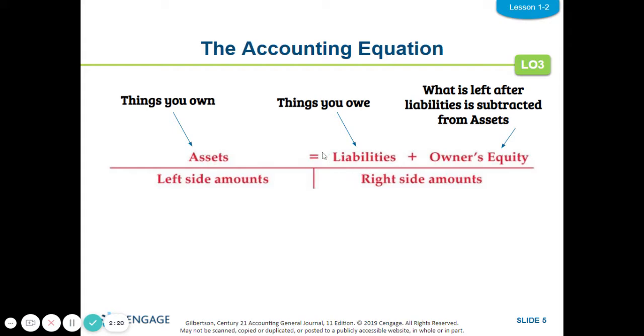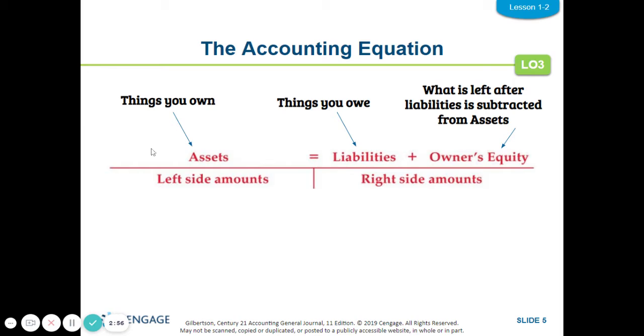Liabilities are things you owe. You owe the bank $6,000. You owe that to them. And so when you take assets, minus what you owe the bank, what you have left is your equity. So owner's equity is what's left after liabilities is subtracted from assets. But we state the accounting equation as assets equals liabilities plus owner's equity. So what you owe and the equity you have in that asset added together equals our assets.